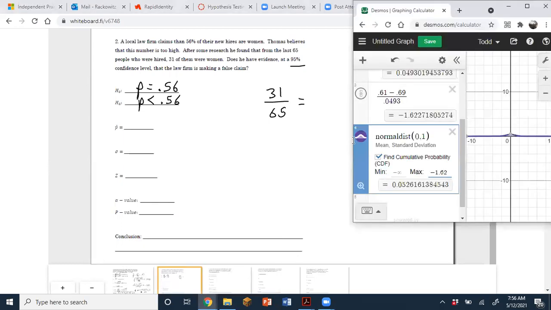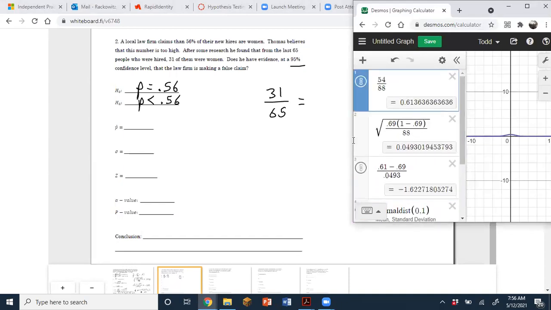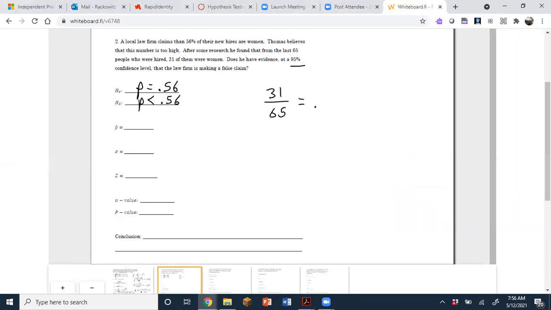So 31 out of 65 is 0.48. So they're claiming 56, and then of the last 65 people that they hired, less than half of them were women. So this is 0.48. Standard deviation. Always use that P number, 0.56, 1 minus 0.56, over the number in your study, 65.